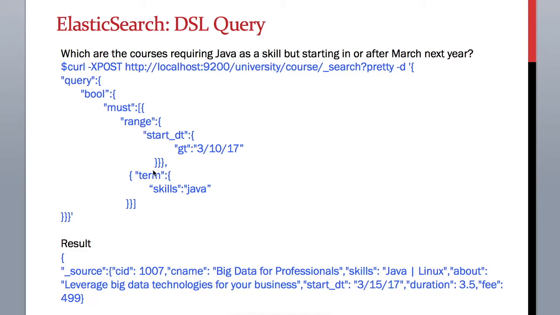And we want both of these checks. The first check is it should have Java as a skill, and the other one is the start date should be in March next year. Both of these checks must be satisfied for our result. Okay, so that's why we put a must here. All right, it's a keyword for DSL query. Then this whole query is called a Boolean query because it is checking both these conditions and making sure that they are satisfied. All right, so it's a very simple format.